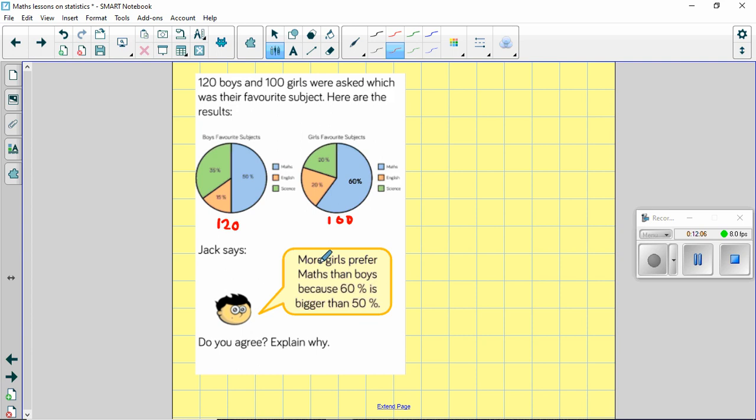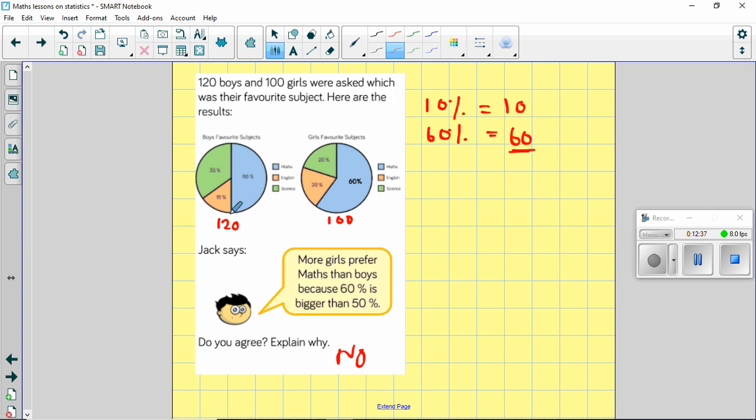So let's have a look then. More girls prefer maths than boys because 60% is bigger than 50%. Do you agree? Explain why. So no, I don't agree. Because if I want to work out 60% of 100, I'd do 10% of 100, which is 10. Then to get 60%, obviously I've times it by 6. So I times that by 6 to get 60. So 60 girls prefer maths.